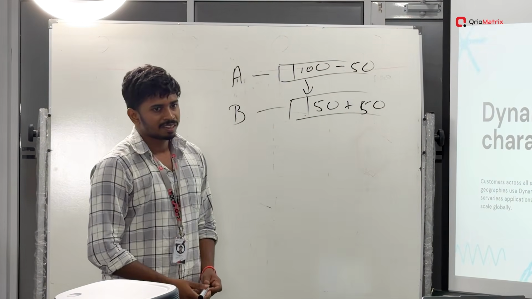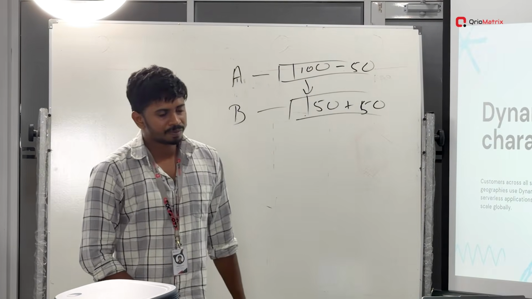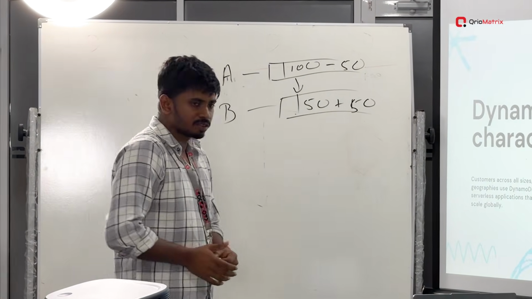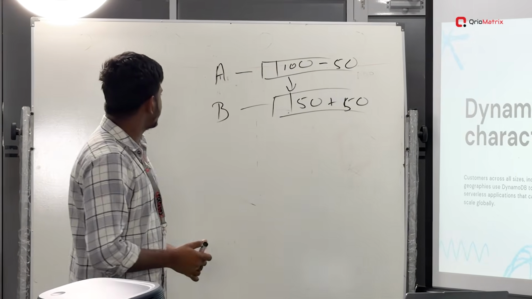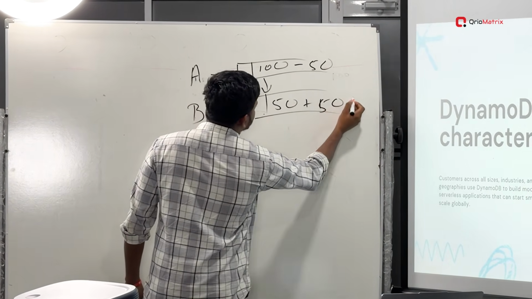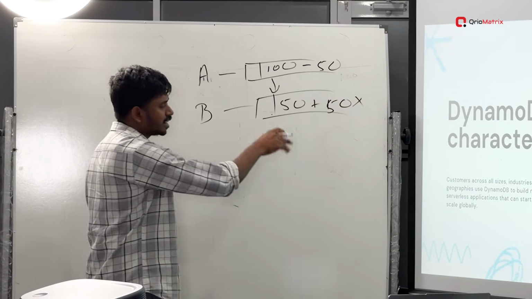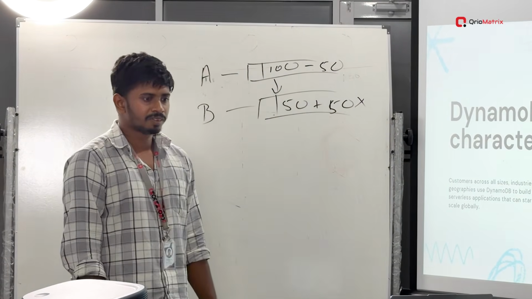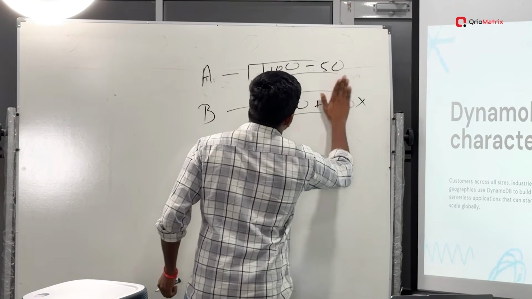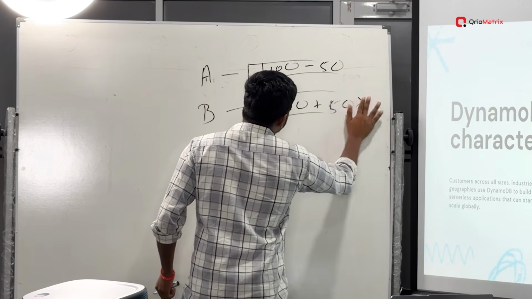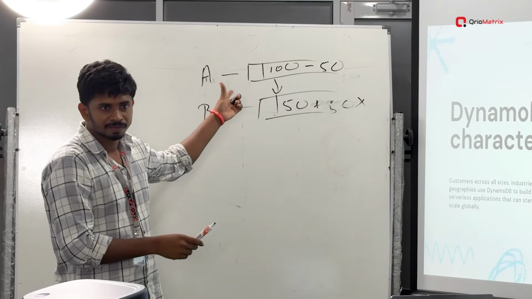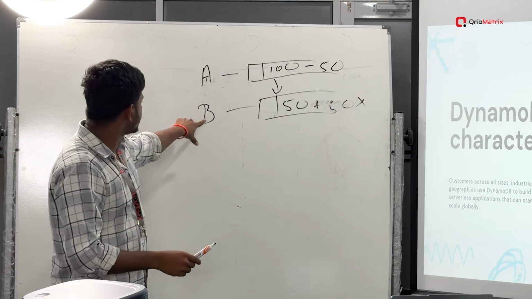But in some scenario, because of some special reason, some failure or something, what happens if this second update didn't happen? What will happen? There will only be a deduction from A, and there will be no record in B.